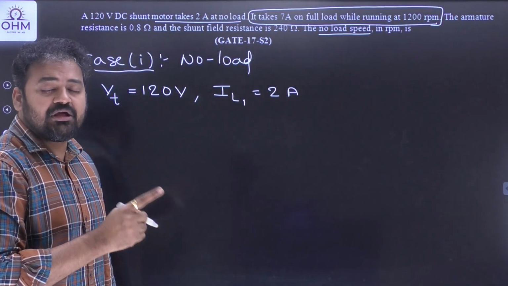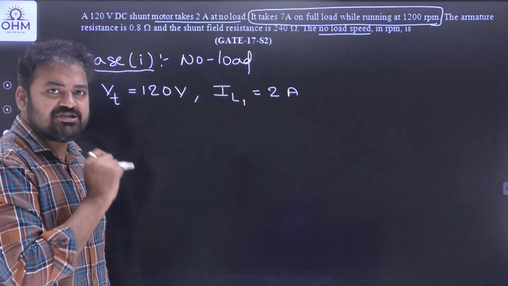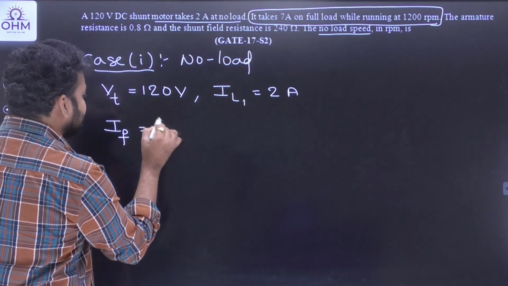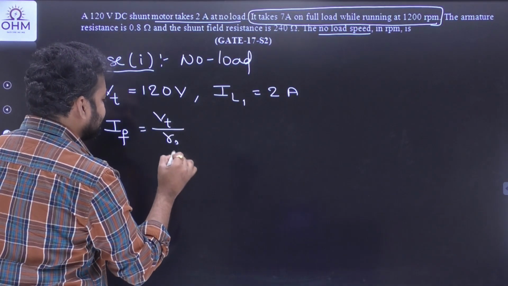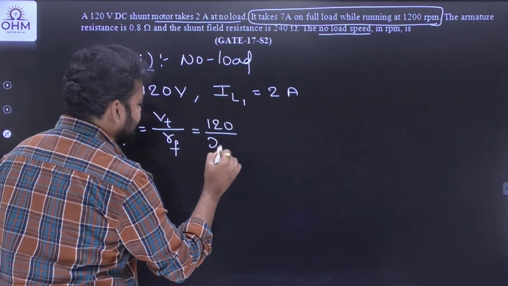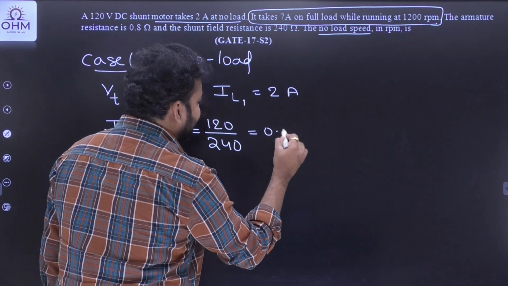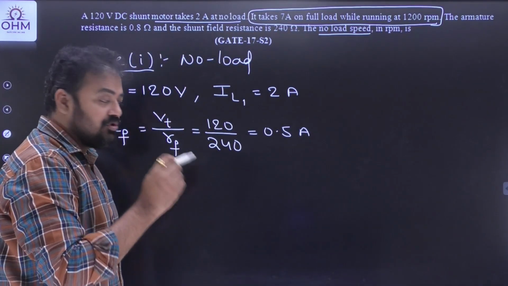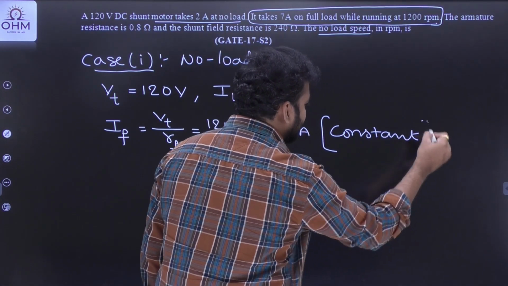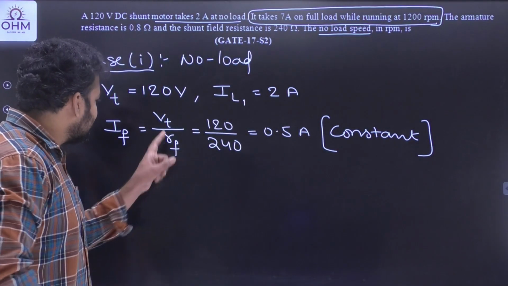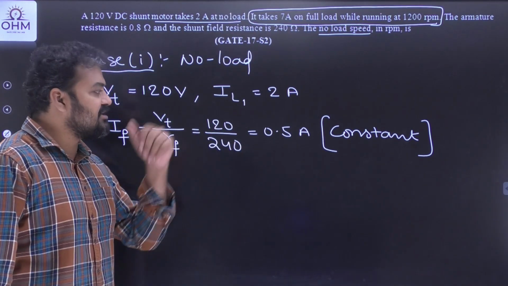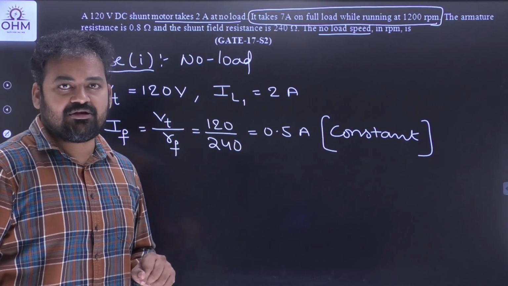Out of that 2 ampere, how much will go to the field circuit, because it is a shunt motor? In a shunt motor, field current is equal to Vt by Rf. Vt is 120. How much is the field resistance? 240. Therefore, 0.5 ampere will go to the field circuit, and the most important thing is that this field current is a constant value. Why is field current constant? Because I am not changing terminal voltage, I am not changing field resistance.